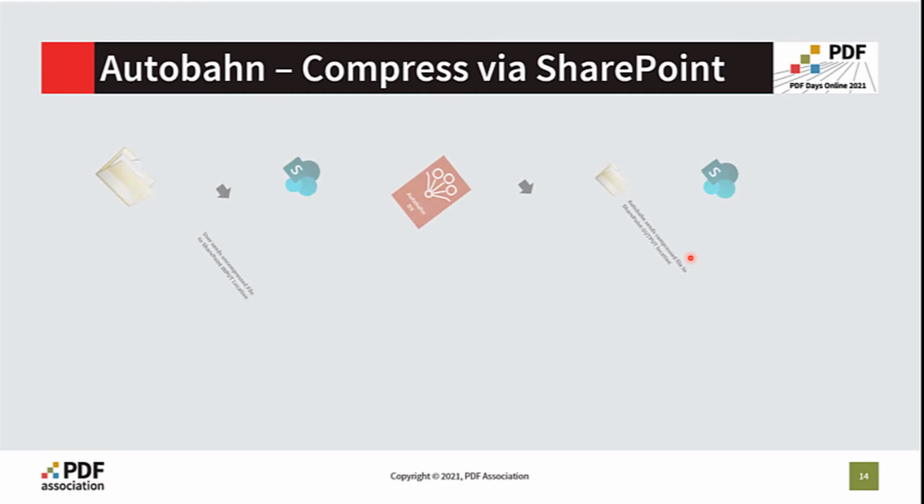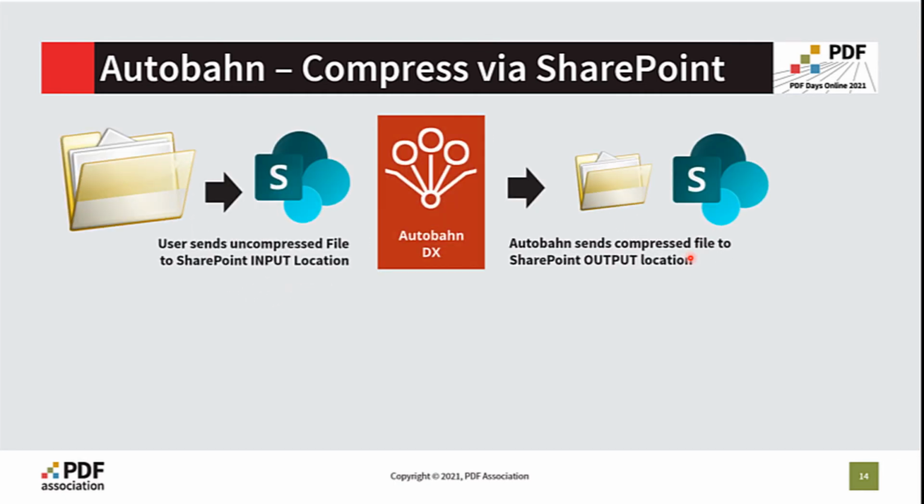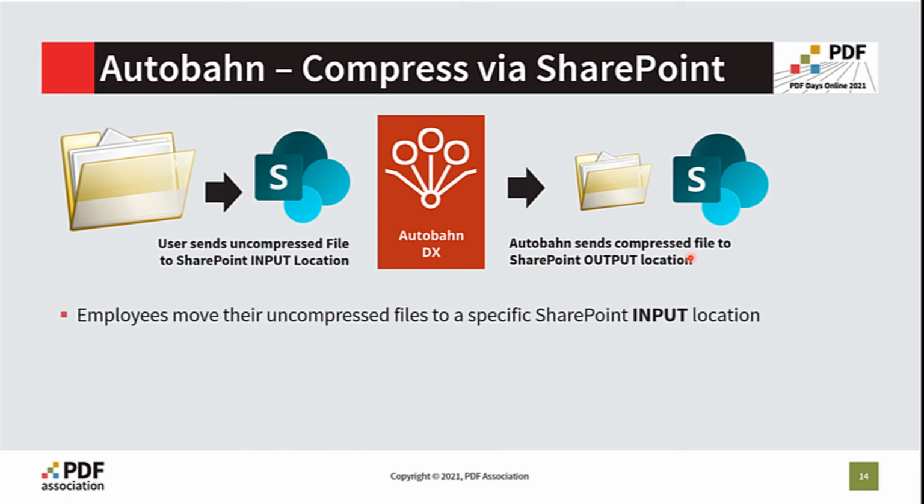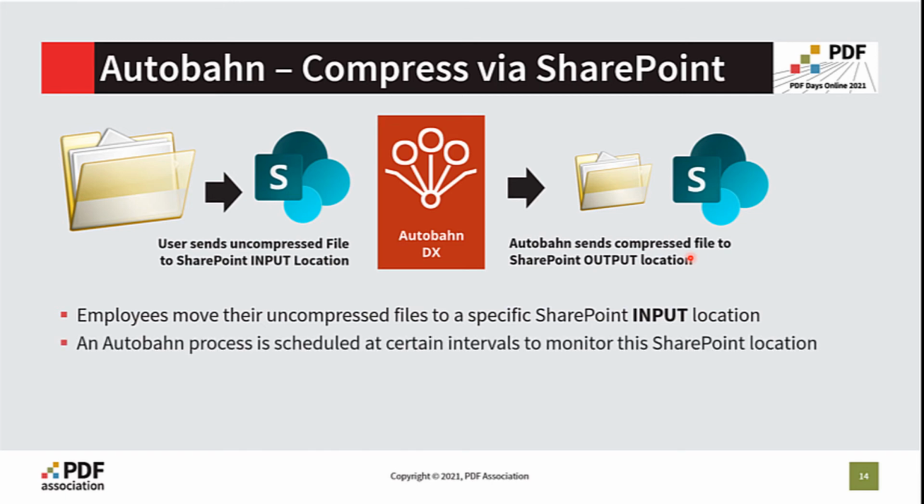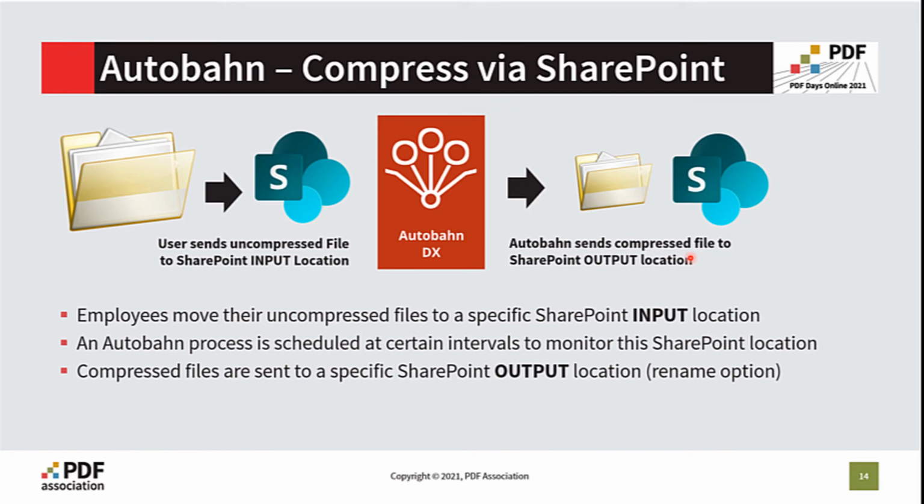Let's take a look at our bank again. What we suggested to our bank was to use Autobahn to compress their employees' files via SharePoint. Now that's a very simple scenario. In theory, the employees move the uncompressed files to a specific SharePoint input location. Autobahn then compresses them and sends them to a SharePoint output location where the employee can pick them up.